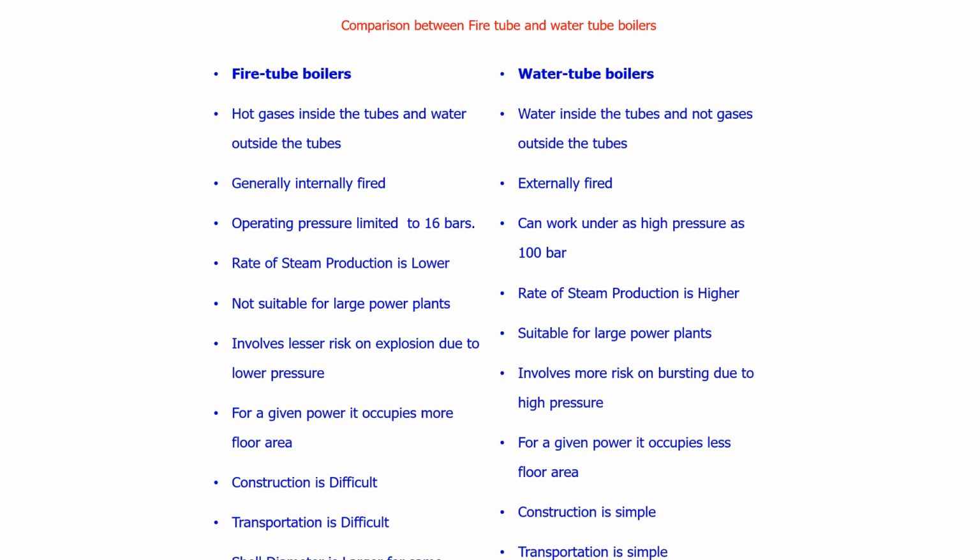Fire tube boilers are not suitable for large power plants. Only small power plants we can have, whereas the majority of power plants use high pressure water tube boilers. If you take a thermal power plant, North Chennai Thermal Power Plant, or NTPC, National Thermal Power Corporation, or the Neyveli Thermal Power Corporation, wherever we go, we can find high pressure water tube boilers.